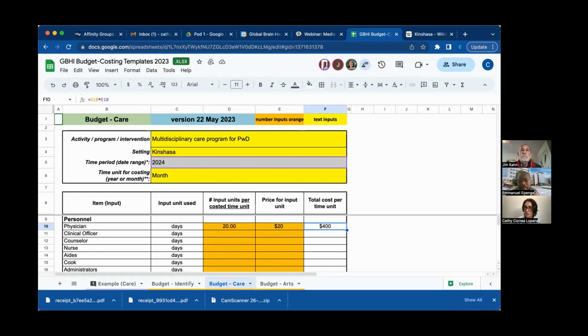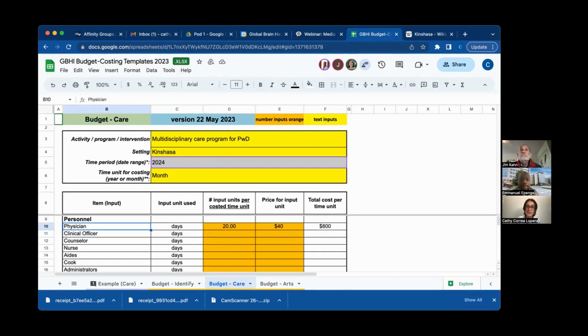Is it not too little? Or maybe you should pay more, $30 or $40? Do you think if we pay $40 a day, it's still a good amount in Kinshasa? It's going to be affordable. Yes, if it is a specialist, $40 is okay. But if it is a GP, a general practitioner, $20 is okay.